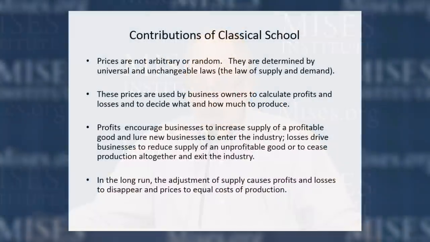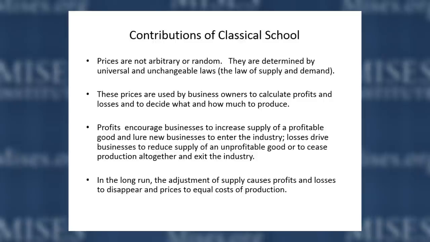Okay. As we'll see, the classical school focused on the businessman, the business owner, as the primary actor in the economy, whereas Menger, of course, focused on the consumer and his or her wants. So what did the classical school say? The classical school said many true things. They said that prices aren't arbitrary or random, okay? Prices were formed or determined by certain laws of nature that operated in the social realm. And most importantly, the law of supply and demand, at least in the short run.